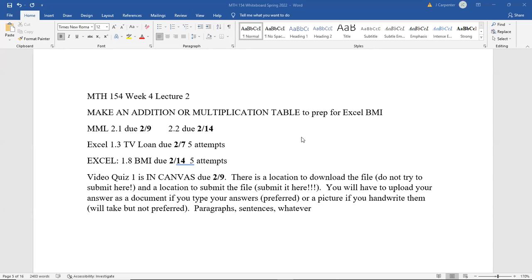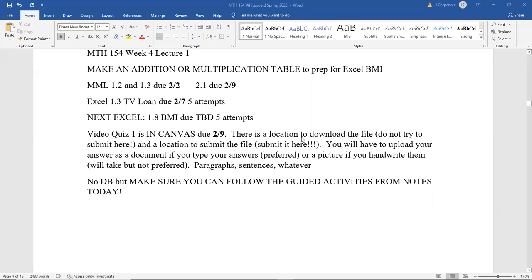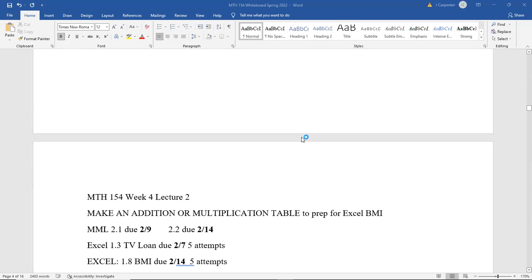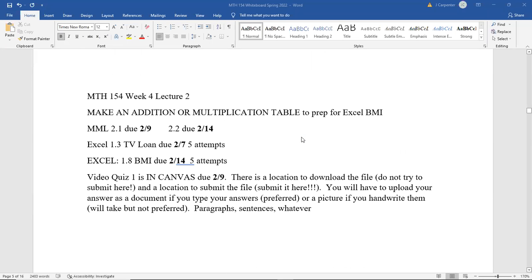My math lab homeworks that are due: 2.1 is due on the 9th, 2.2 is due on the 14th. Was there one due today as well? No, right, okay. Excel homeworks, the 1.3 TV loan, that's due today. And then we had warned you that the 1.8 BMI was going to be coming up soon for its weekly due date, and here it is.